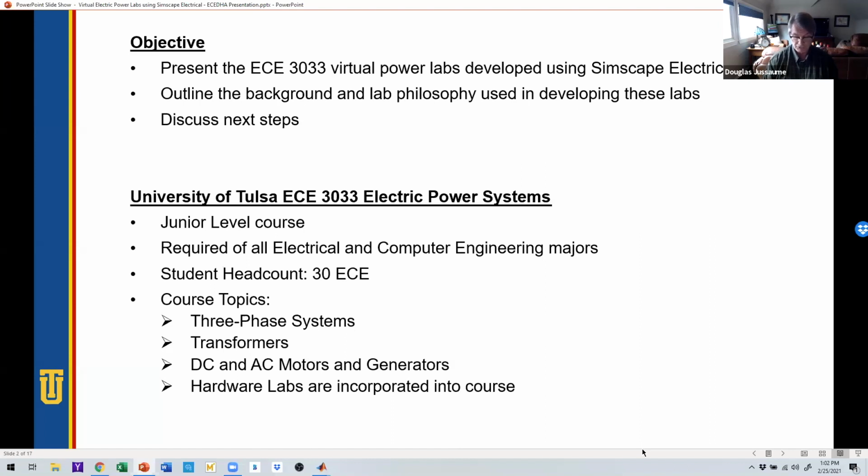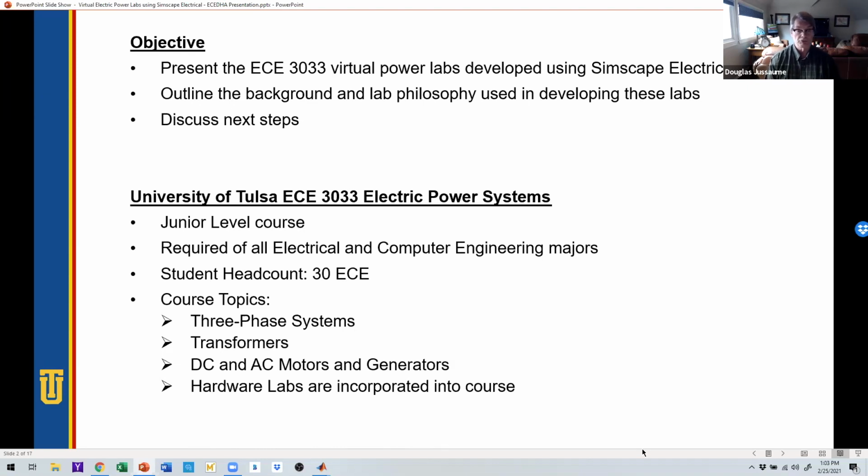What we'd like to do today is present and discuss the development of virtual power labs we developed for the fall courses, try to outline the background and lab philosophies we use in developing these labs, and discuss some first steps. But first, the power labs were developed for ECE 3033 electric power systems. This is a junior level course required of all electrical and computer engineering majors.